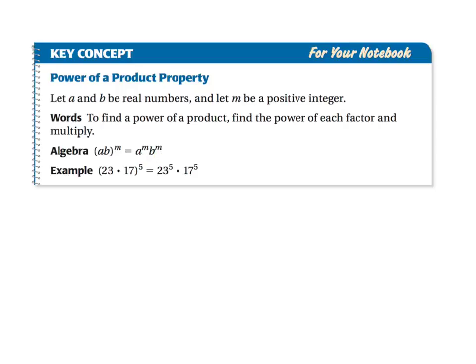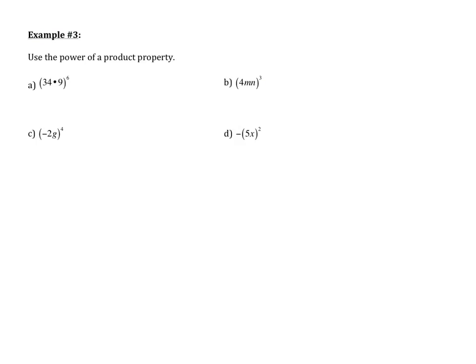So if you look at the example, 23 times 17, so we have a product, raised to the 5th power. Rather than taking 23 times 17, we're just going to kind of distribute this power, and it would be 23 to the 5th power times 17 to the 5th power. So again, it's as if you're distributing the power to the numbers within the parentheses. Example number 3, use the power of a product property.